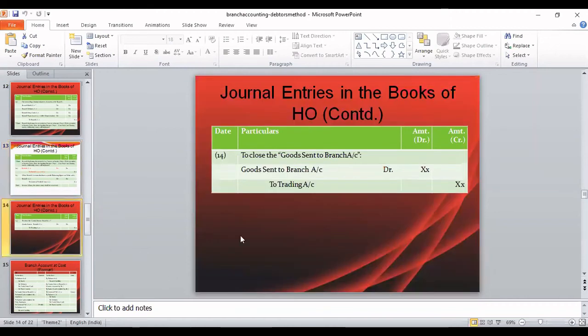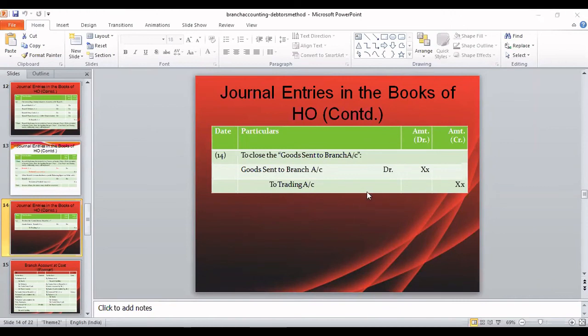And the next and last: if you remember, when you sent goods to branch, what was the entry? Branch account debit to goods sent to branch account. That means there are two accounts, one we have debited and another we have credited. The debited account was the branch account that we have closed. But the credit account, goods sent to branch, we have to close by passing this entry. So whatever balance is there in the goods sent to branch account will be transferred to trading account. Is this part clear, everyone?